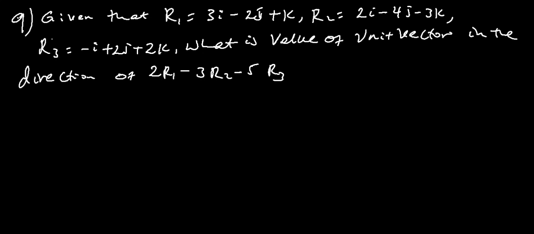Question number 9. Given that R1 is equal to 3i minus 2j plus k, R2 is 2i minus 4j minus 3k, R3 is negative i plus 2j plus 2k.